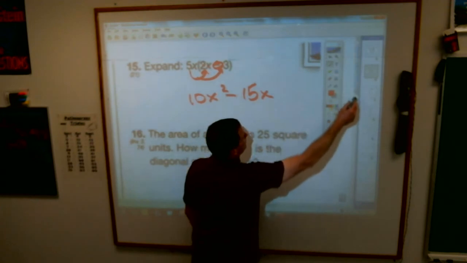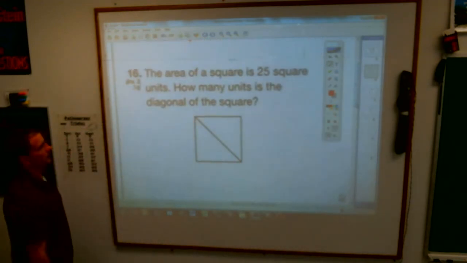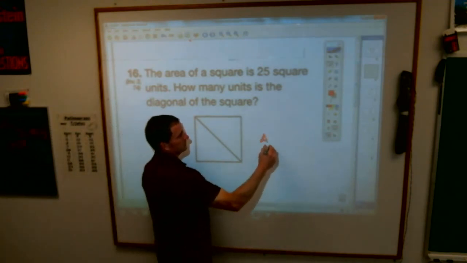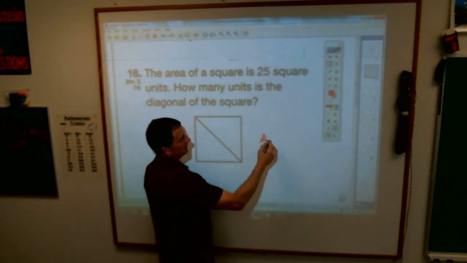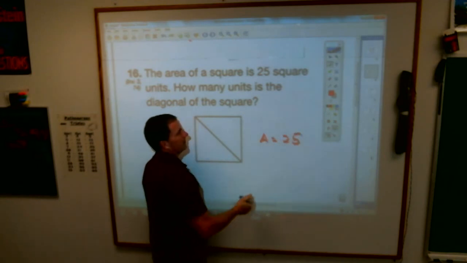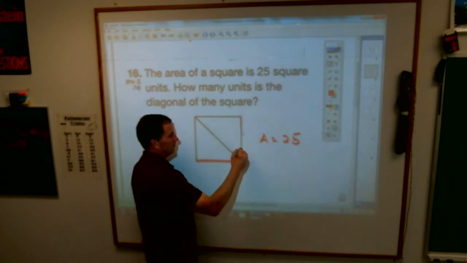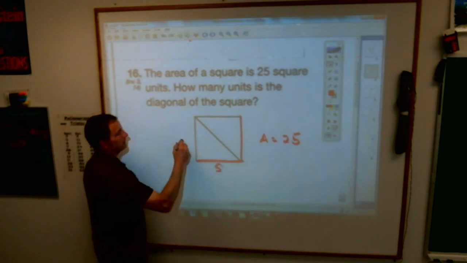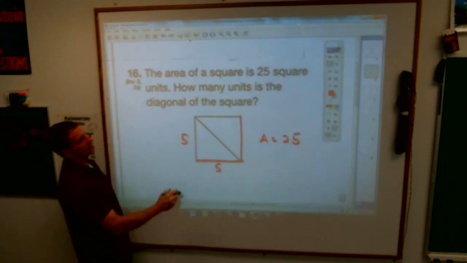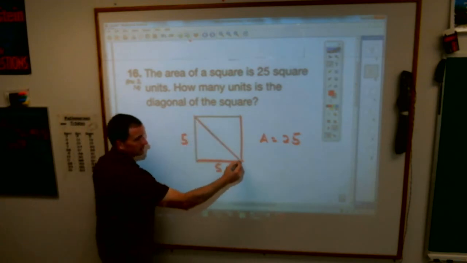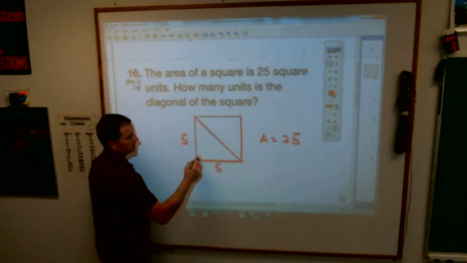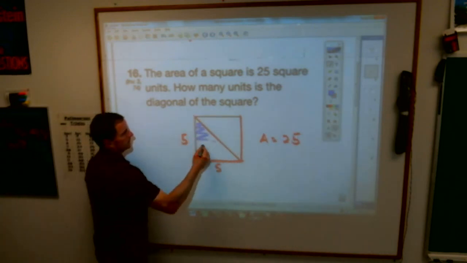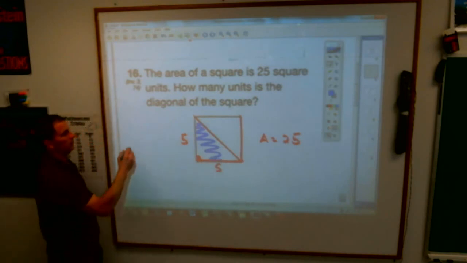Here we go. The area of the square is 25 square units. How many units is the diagonal of the square? Well, you know that squares have sides that are the same, so if the area is 25, how long does each side have to be? What same number times itself gives you 25? Delaney? 5. So you know every side has to be 5. But that's not the question. It says, how long is this diagonal? Which means you have to use what? What type of triangle is this? A right triangle. What theorem do we use with right triangles?